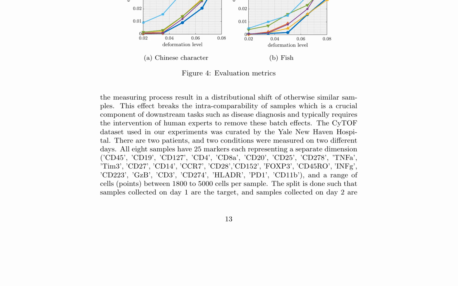These metrics will provide insight into the method's ability to mitigate the impact of batch effects on the alignment of high-dimensional single-cell data. The proposed method aims to reduce the distributional shift introduced by batch effects, thereby improving the intercomparability of samples and facilitating more accurate downstream analysis.